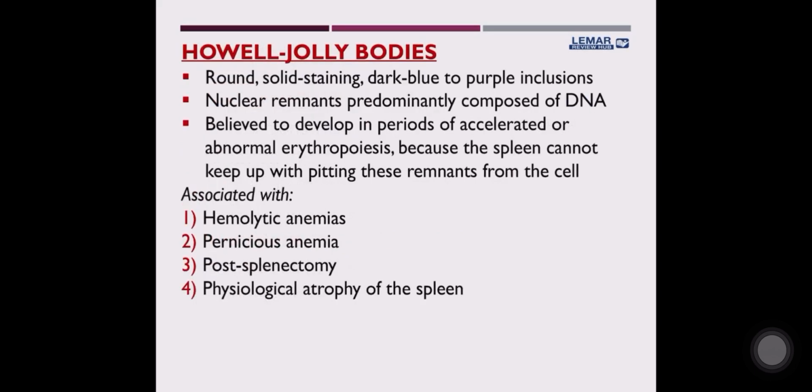Unahin muna natin yung mga Howell-Jolly bodies, round, solid staining, dark blue to purple inclusion. These are nuclear remnant which consists of DNA. They are seen in hemolytic anemias, pernicious anemias, post-splenectomy, physiological atrophy of the spleen. Remember, yung mga red cell inclusion are removed by the spleen. So, pag nawala yung spleen, increase ang appearance ng mga red cell inclusion.